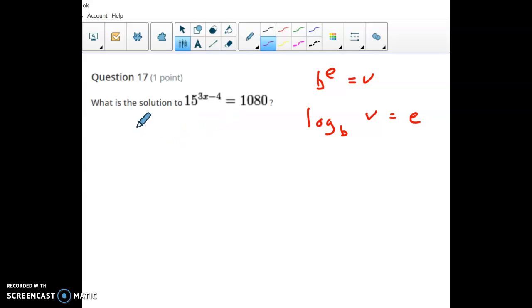All right, so in order to be able to solve this, we need to switch it into log form. So basically, I'm just going to write log, and then the little number down here is the base. So the base in our case is 15. The exponent is right there, so that goes over here, 3x minus 4. And then the value is 1080, right? So from here, we know we have to add 4 and divide by 3, but first we've got to make this left-hand side into a number.